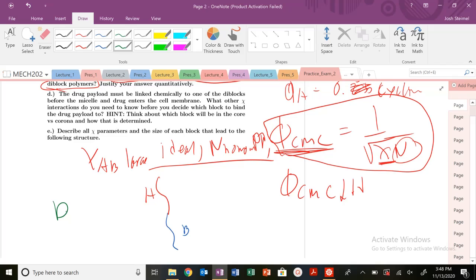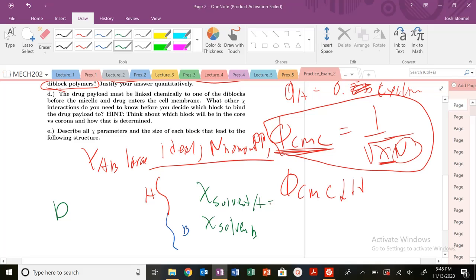So what interactions do we need to know before we decide which block to bind the drug payload to? The key thing is to see what solvent we are in, because that's going to determine which is in the core and which is in the corona. Depending on the solvent, we need to know the chi of solvent versus A and the chi of solvent versus B. Whichever one of those is higher or more unfavorable, that block is going to be in the core.